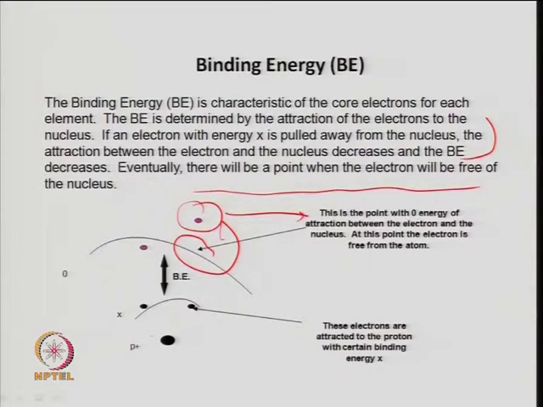Here, these electrons are attracted to the protons with a certain binding energy x. All these are attached to the protons here. There is a kind of force between the core and the nuclei, so you have to give a certain amount of energy, and that is the principle of X-ray photoelectron spectroscopy.